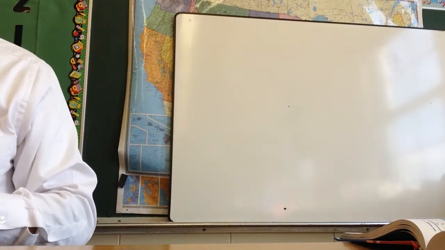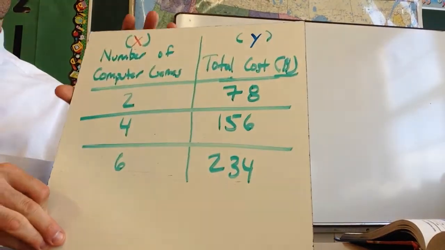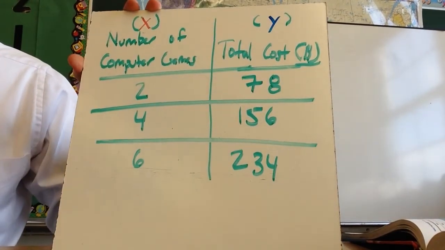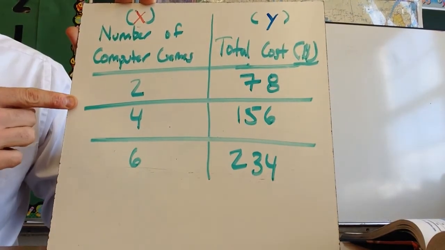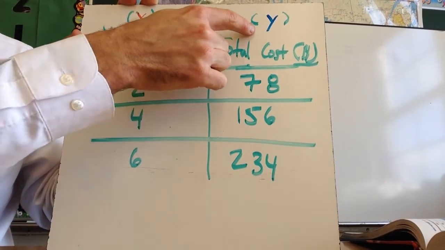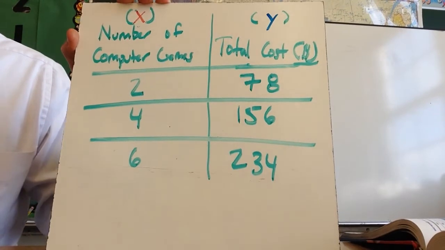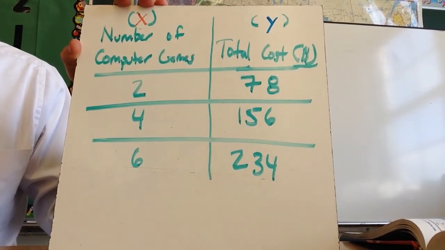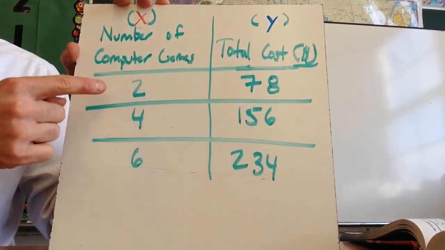All right, let's start by taking a look at an example. This is an example of a table. The x is our number of computer games, 2, 4, and 6, and then this is the total cost, which is what our y is going to be: $78, $156, and $234. And we want to figure out what is the rate of change. So what we need to do is determine the change in y. Now remember, y is listed second, typically in these tables, over the change in x.